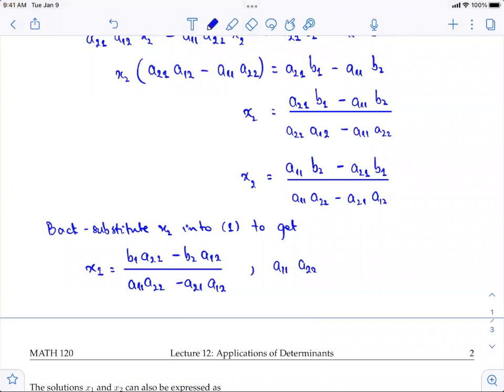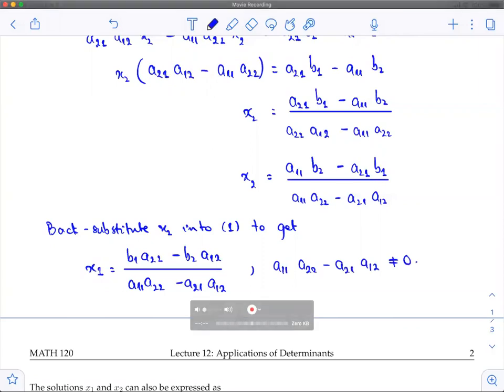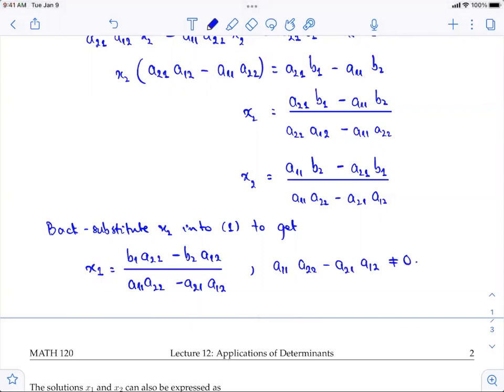So that is the condition that we need to impose: A11 times A22 minus A21 times A12 has to be not equal to 0. If it's equal to 0, it's not going to work, right? The solution does not exist. So we have to impose that condition. Now, what is the reason for these two solutions in the general or generic way of writing a system of linear equations, right?